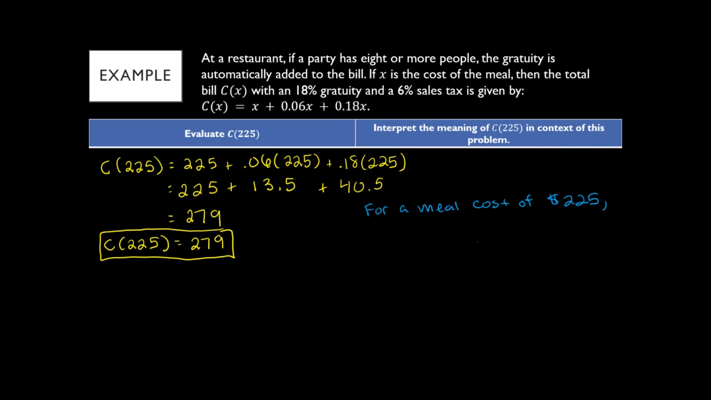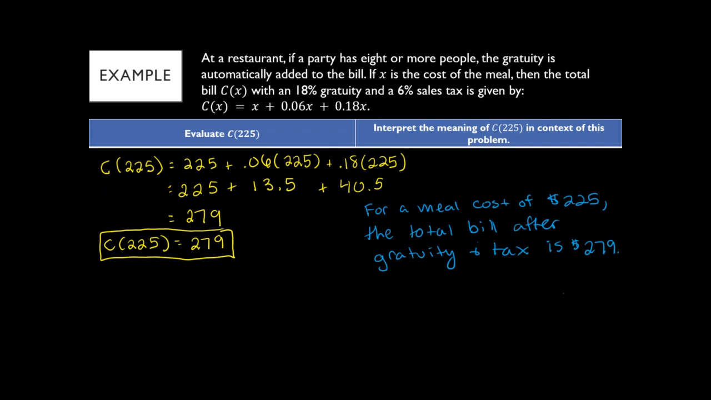And you have to have it in context. Context means it's relating to the problem, which is cost of the meal. So you have to actually use the words that are in the problem here. The total bill, that's the output here, after, and it's good to be specific, so after gratuity and tax, specifically saying that those are included here, is, and then our output was $279.